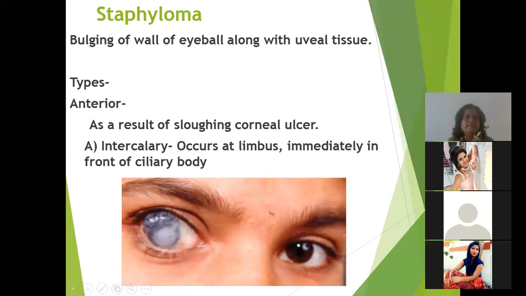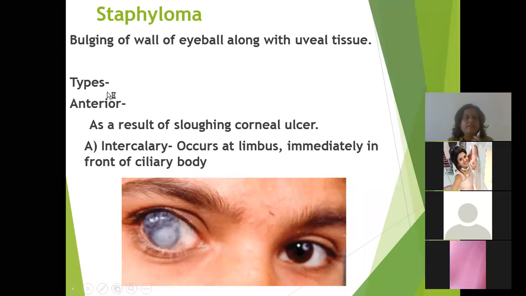So next is staphyloma. Staphyloma is defined as a bulging of the wall of the eyeball along with the uveal tissue. So there is a bulging of the eyeball, and the eyeball is bulged along with the uveal tissue. This is a diagrammatic representation of the staphyloma.